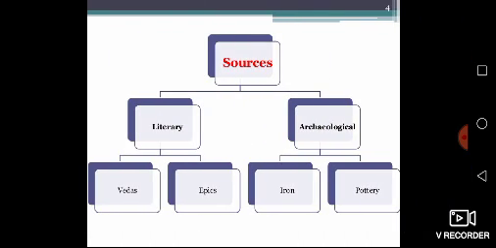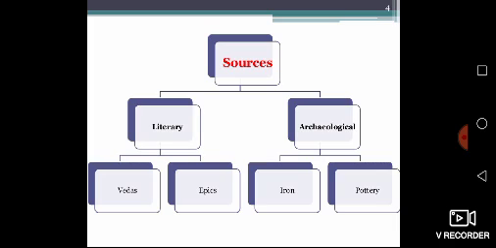Now we are going to move to the sources of the Vedic period. There are mainly two different sources: literary sources and archaeological sources. These two are the most important sources of the Vedic period. You can expect a question from this part: which are the sources of the Vedic period? These are the two sources, the literary sources and archaeological sources.